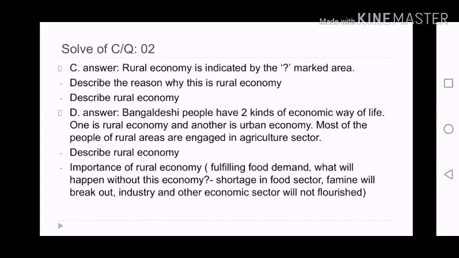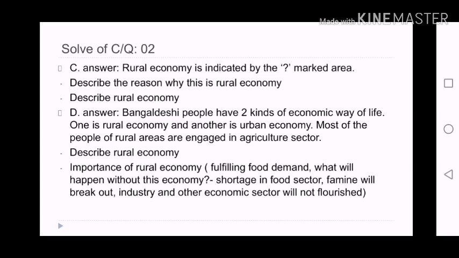But still there are some people who have engaged themselves in other occupations as well, like fisherman, potter, blacksmith, and so on. And you can also add the ideas you have read from your book. And then you have to describe the rural economy. By describing the rural economy, you can sum up writing the answer of the C. And then move on to the fourth number question of creative question 2.